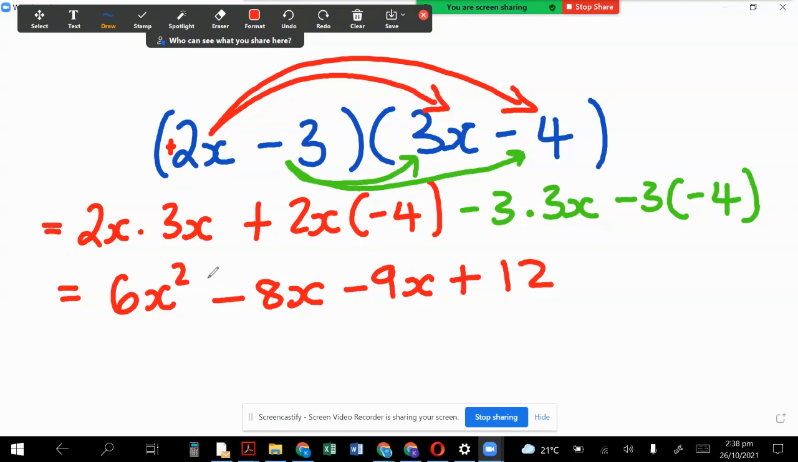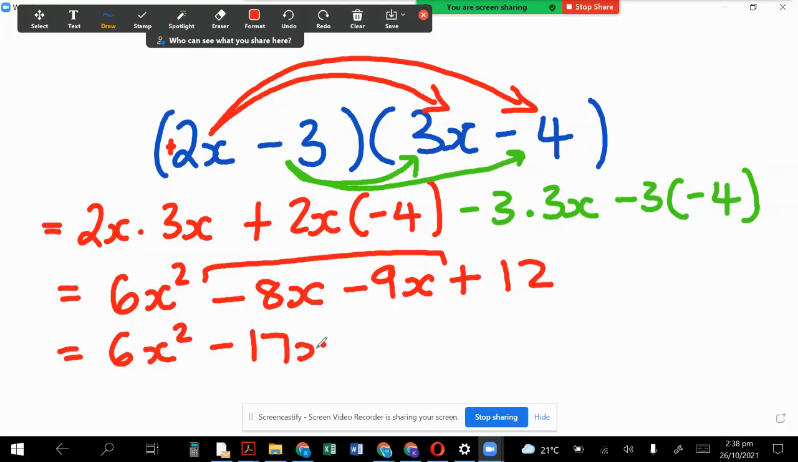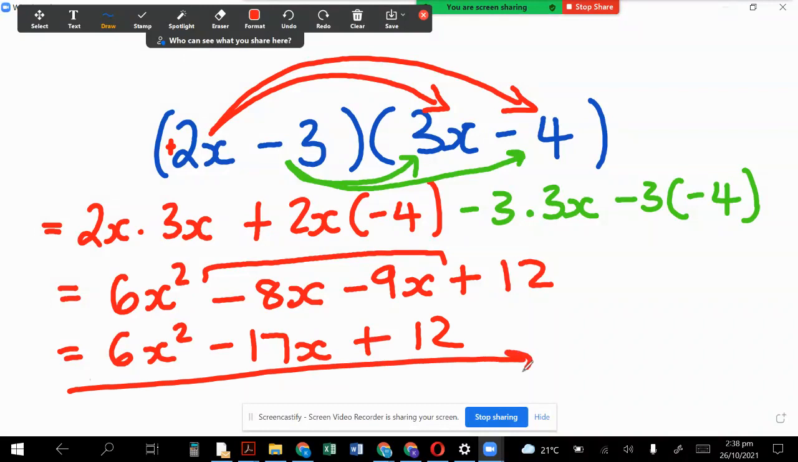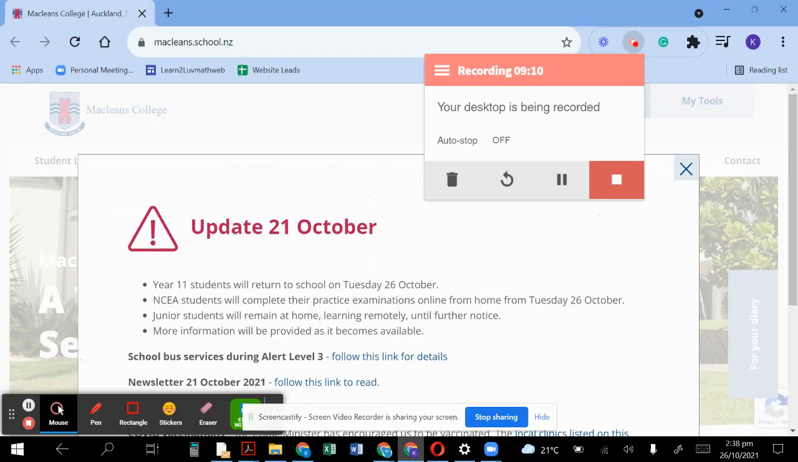I would then simplify by collecting like terms. Remember integers here. Negative 8 minus 9 gives you negative 17x plus 12. Okay, and that's my final answer. I can't simplify any further than that.